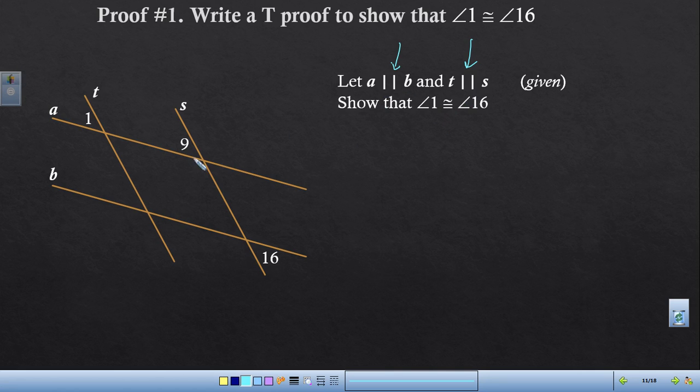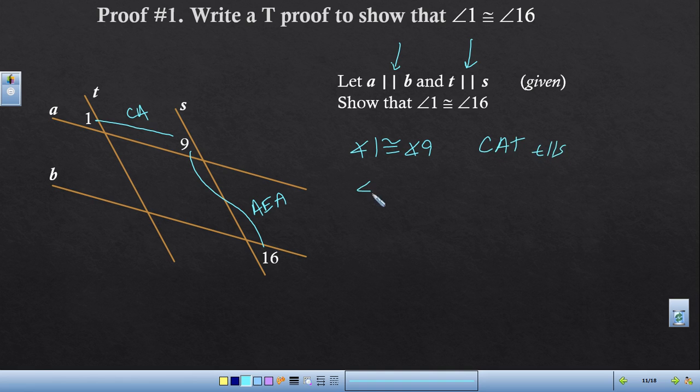So A parallel to B connects 9 to 16 by the alternate exterior angles theorem, and T parallel to S connects 1 to 9 by the corresponding angles theorem. Angle 1 is congruent to angle 9, CAT, because T is parallel to S. Angle 9 is congruent to angle 16, AEAT, because A is parallel to B. Then angle 1 is congruent to angle 16, transitive property.